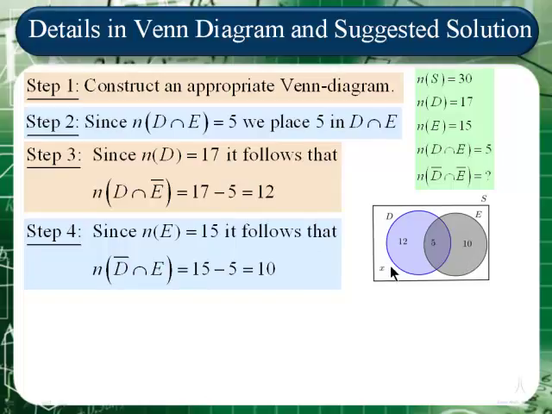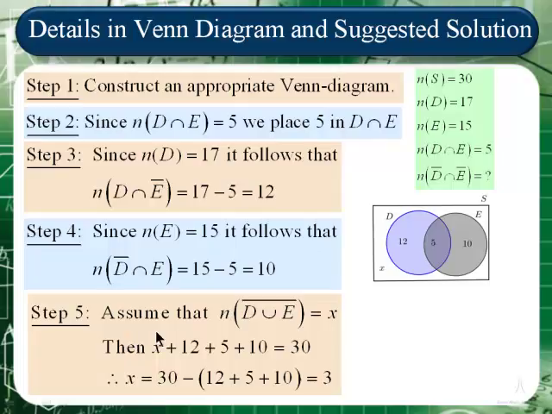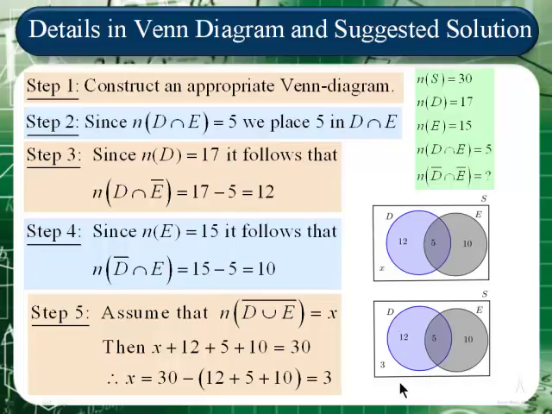Our main problem is to find the value of X. So we can assume that the number of learners not appreciating any of these, in other words outside the union of D and E, let's call that X. What we know is that the sum of all these cardinal numbers must be equal to 30. If we set up an equation and solve it, we find that X is equal to 3, and so finally we can complete this particular diagram.